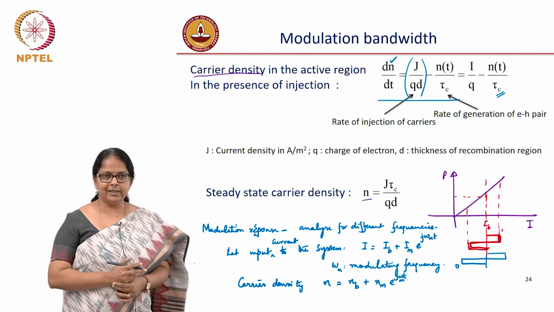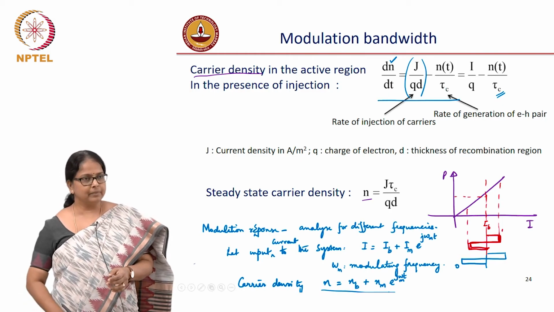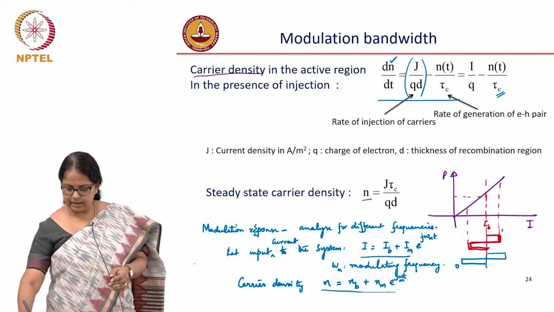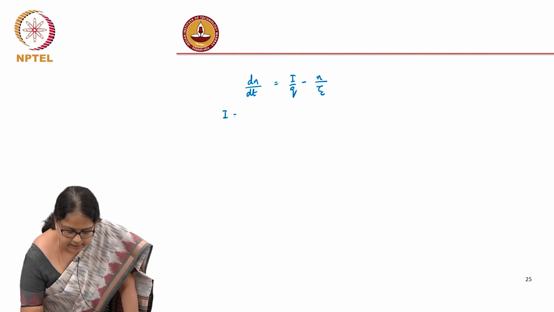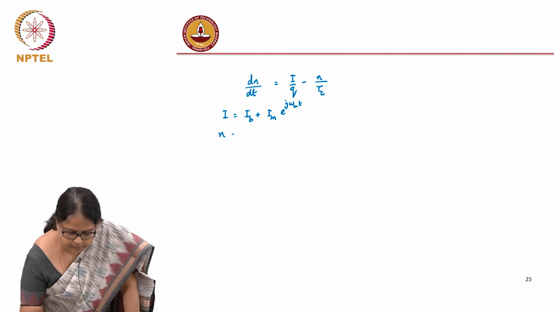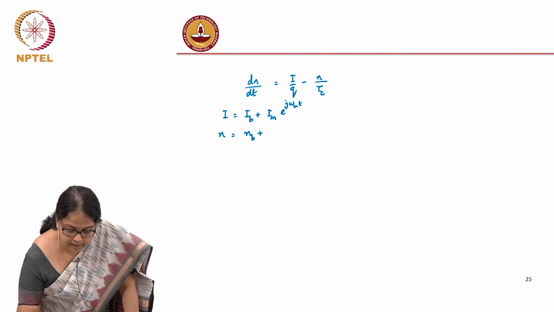So, how do you find that? All what you need to do is substitute this and this in this equation, right. So, let us rewrite this equation. dN by dt was I by q minus n by tau c, and we said that I have my I as I B plus I m e power j omega m t, and the corresponding n I am assuming that it is equal to N B plus N M e power j omega m t.